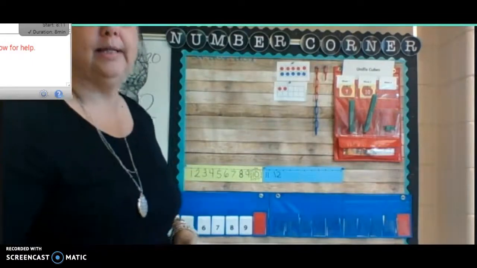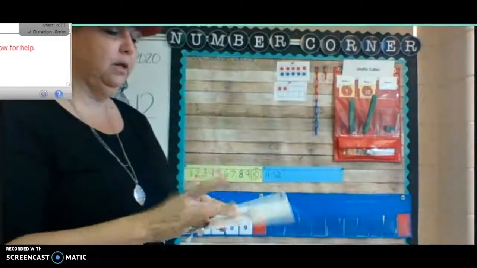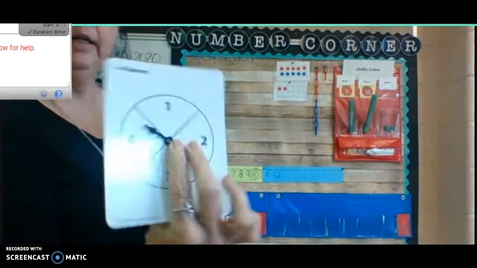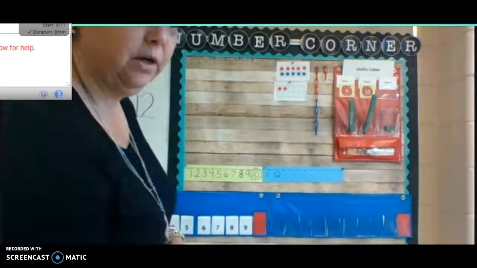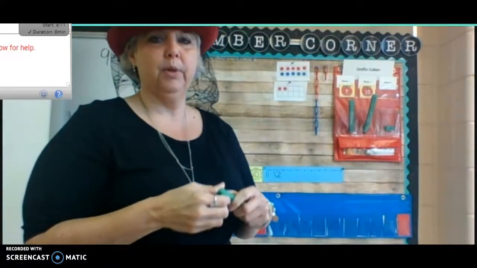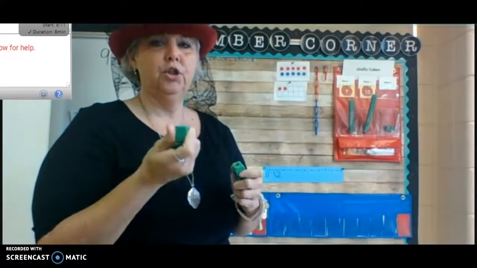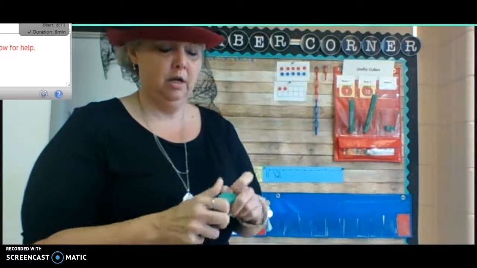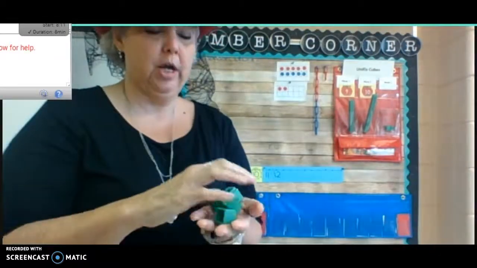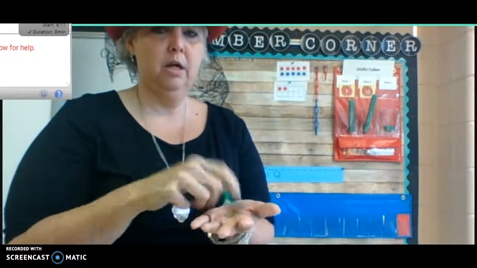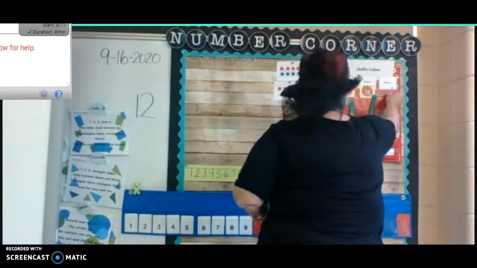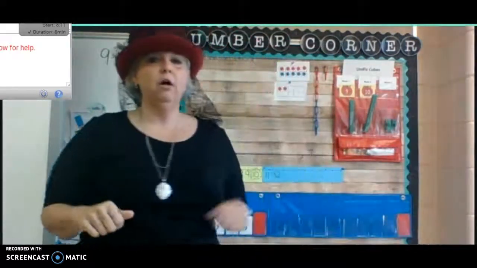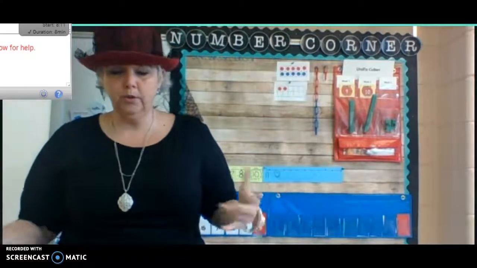Time for our calendar collector. We have the spinner. Our spinner landed on, that's right, show me that many fingers. 4. So we're going to count out 1, 2, 3, 4. Now let's double check. 1, 2, 3, 4. So we're going to add those to week 3 pocket. And we are all done with number corner today.